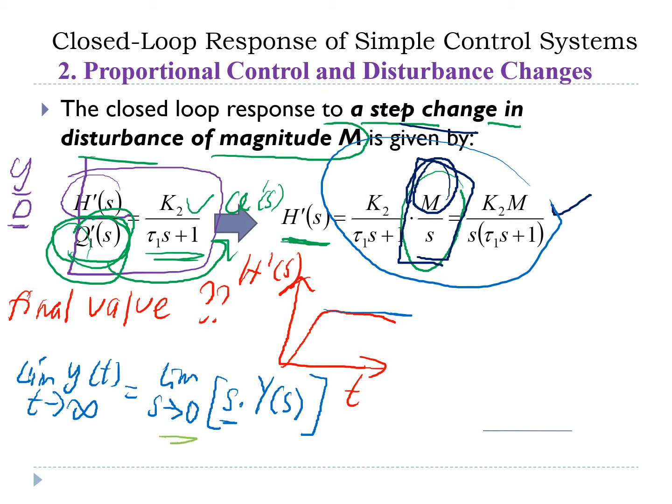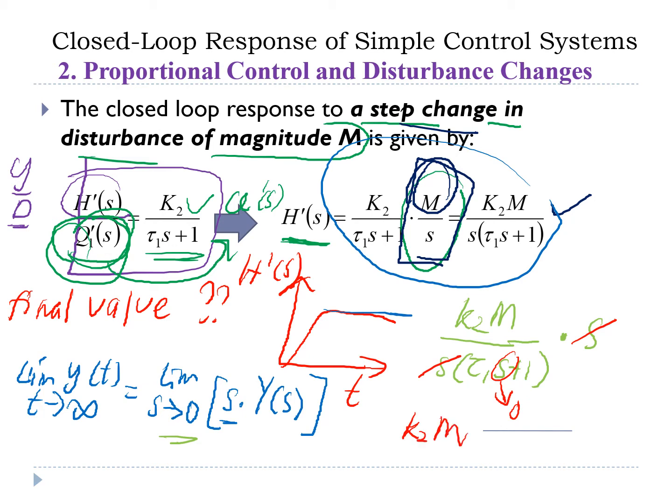Okay, so now K2M over (tau1 s plus 1) times s, and then substitute s equal to 0. Before that you can remove the s term. Now you substitute s equal to 0. So this one becomes 0 plus 1, which becomes 1. So the final value is K2M. So you know that the final value is K2M.